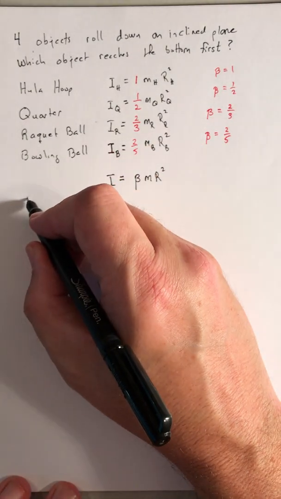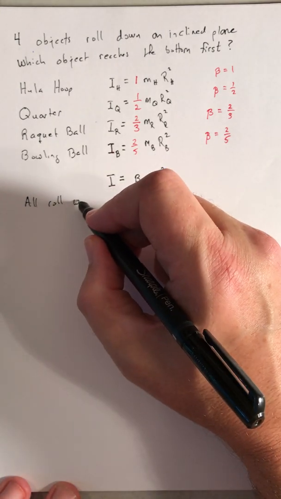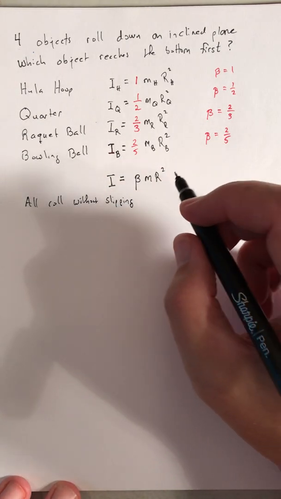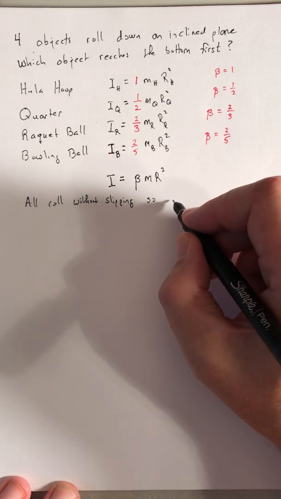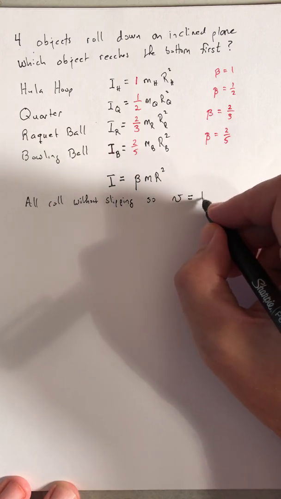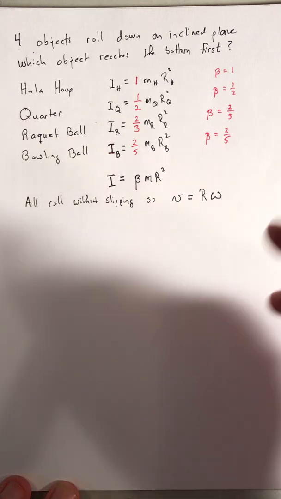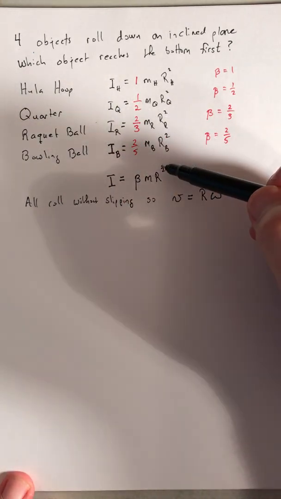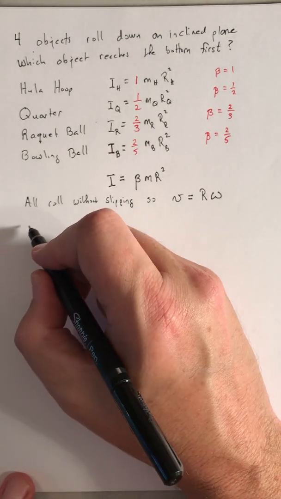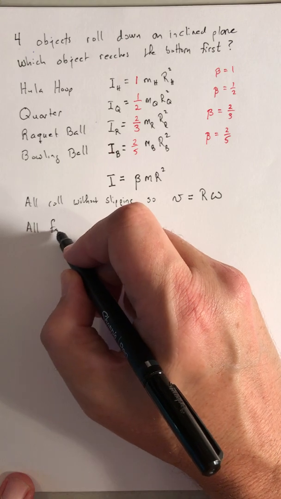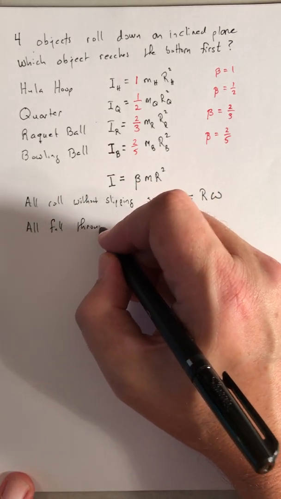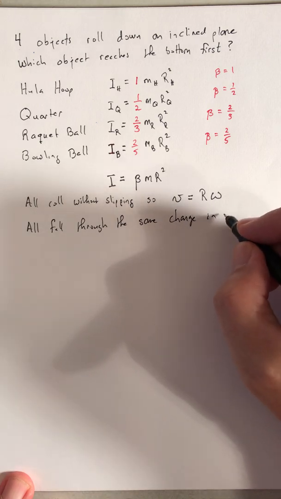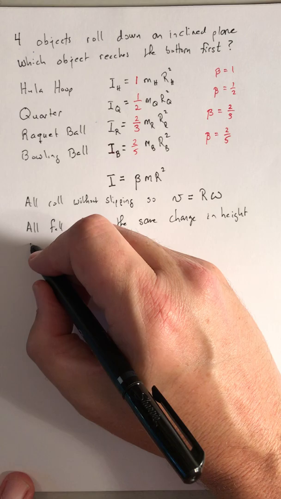Alright, so all these objects are going to roll without slipping. A full rotation of the object takes us through its circumference, and that tells us that its linear speed v is always related to its radius times its angular speed omega. All the objects have a different radius, so they all have a different diameter, but regardless of that, all of them are going to fall through the same change in height as they roll down our incline.